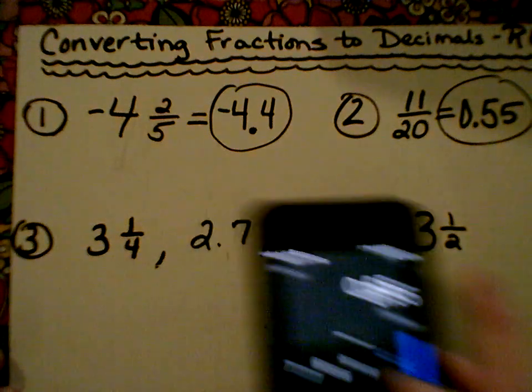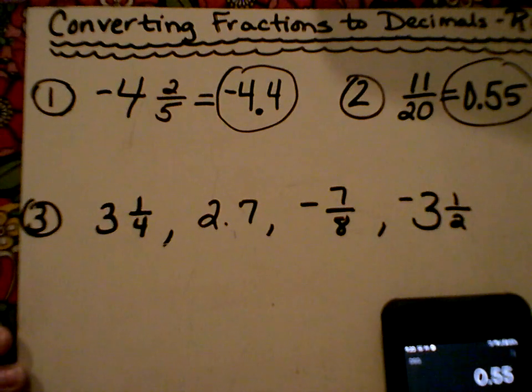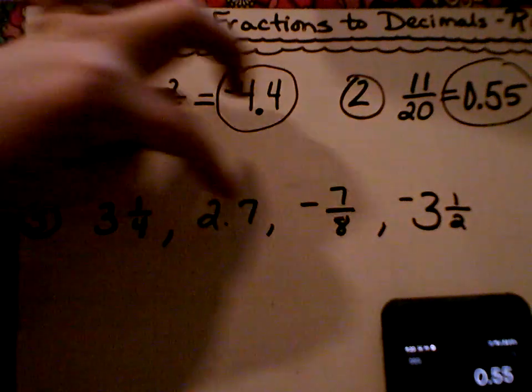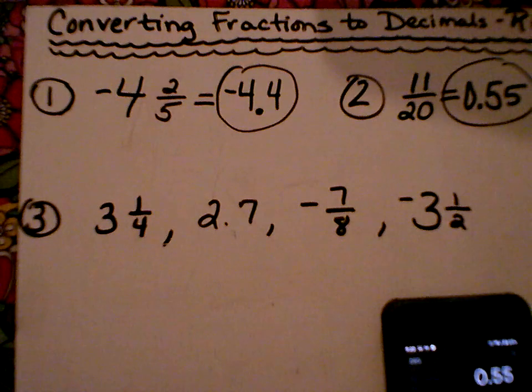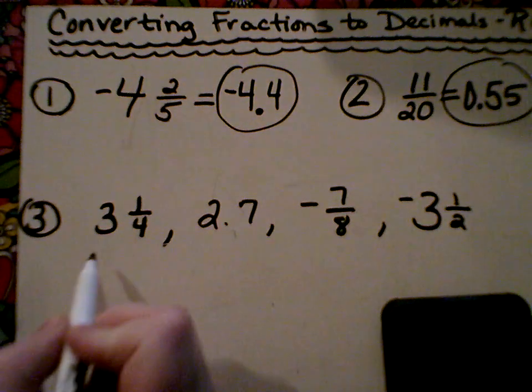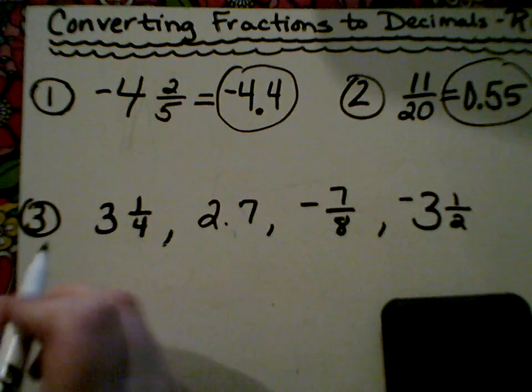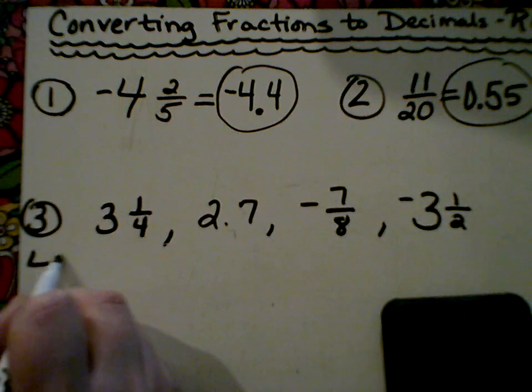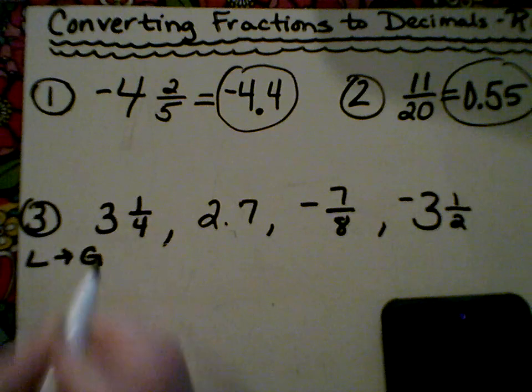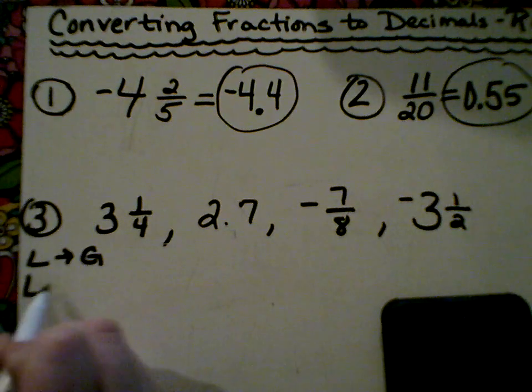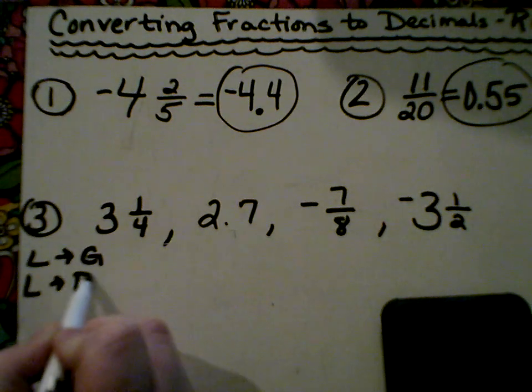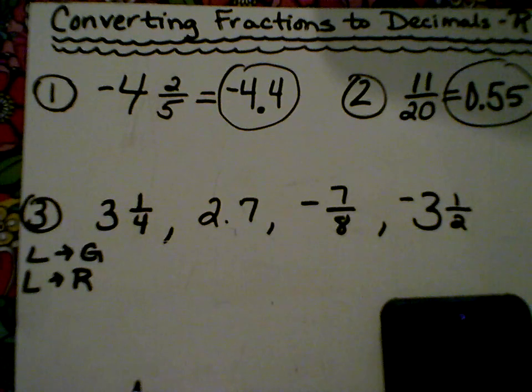Okay, our final question for review. This is the ones where we have to list out these numbers in order from least to greatest. By now, you should know that least to greatest on a number line is the same thing as left to right on a number line.